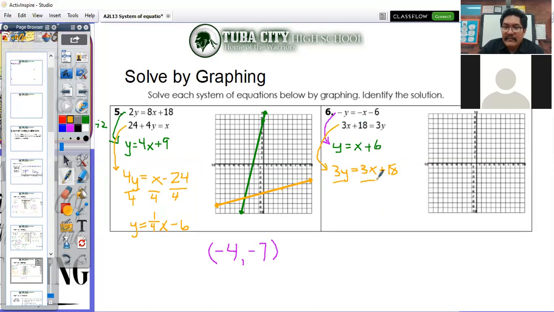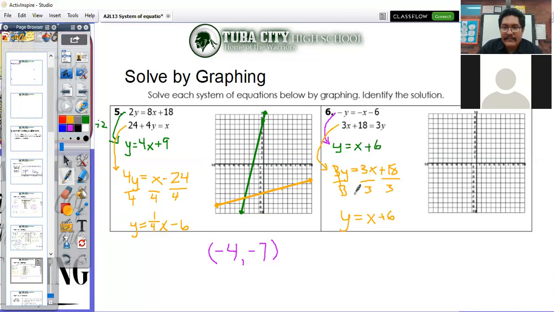Now I'm going to divide everything by 3. And again, something tells me it's going to be a bit weird, because all of these numbers can be divided by 3. So 3 divided by 3 is going to be y, and 3 divided by 3 is going to be x, and 18 divided by 3 is going to be 6.